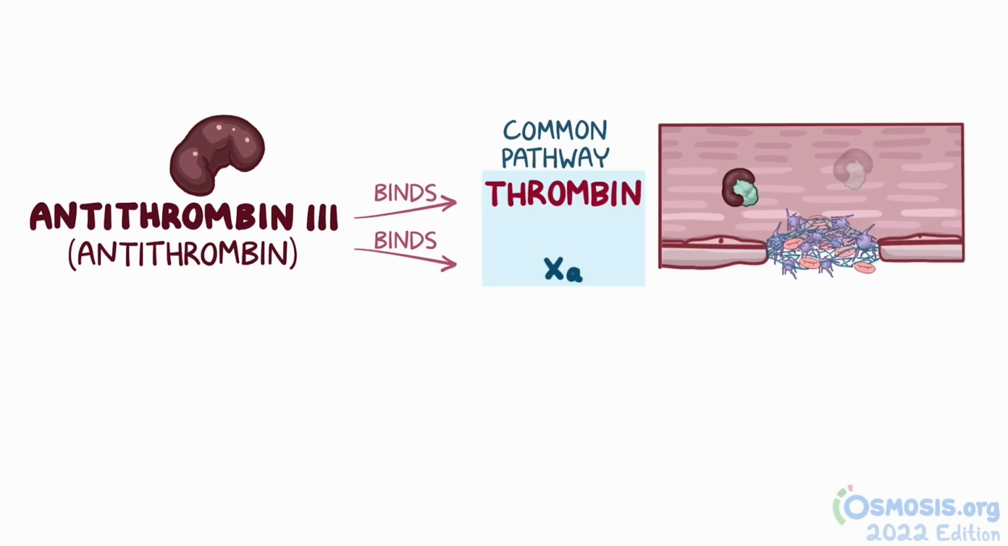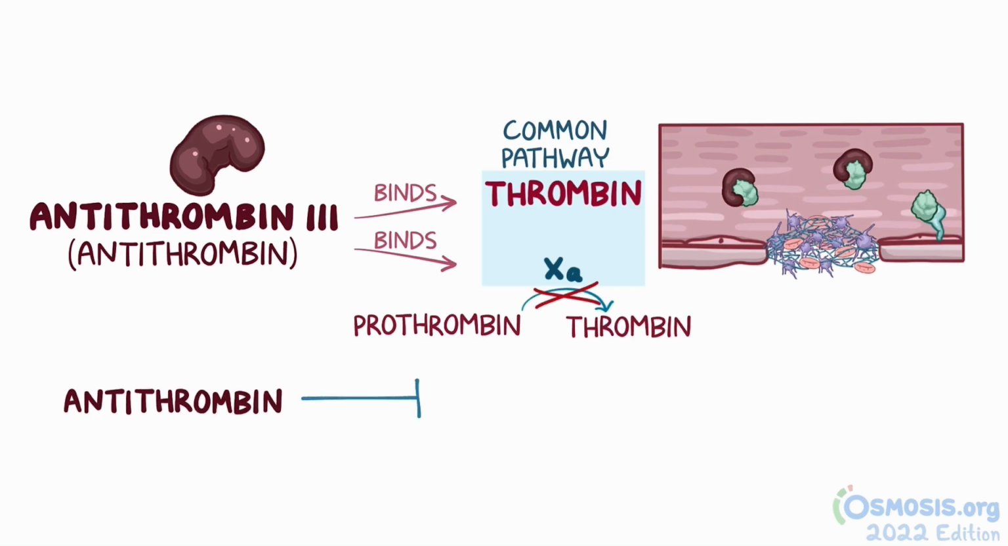The thrombin in the blood can bind to antithrombin and become unavailable. Antithrombin also binds to active factor 10, which is a pivotal coagulation protein that converts prothrombin into thrombin. Antithrombin also inhibits factor 7, 9, 11, and 12, although with much less affinity.